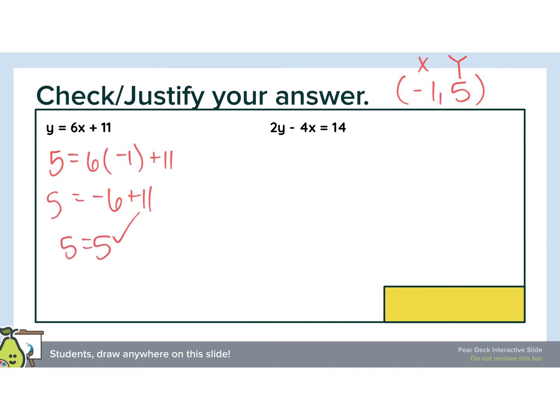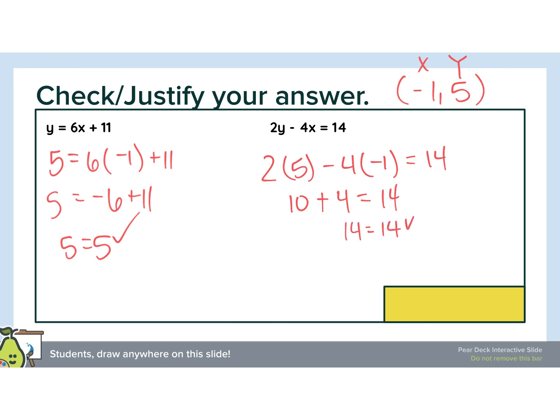First equation checks out. 2 instead of y, I'm putting a 5. Minus 4 instead of x, I'm putting negative 1. Equals 14. 2 times 5 is 10. Ooh, negative times negative is positive. 4 times 1 is 4. 10 plus 4 is 14.